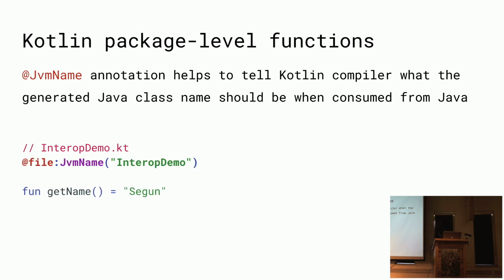So if we go back and add the JVM_name to this file, and we use the interrupt demo, which is the name we actually want, when we call from Java, then we're able to call the actual name that we want, which is really good, and it's something you should take into consideration if you're ever using package level or top level functions in Kotlin.